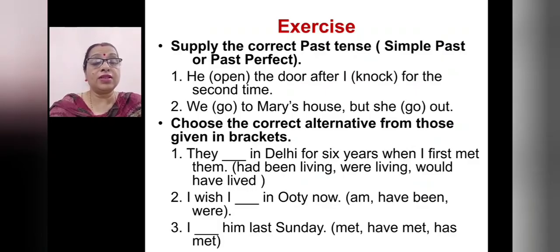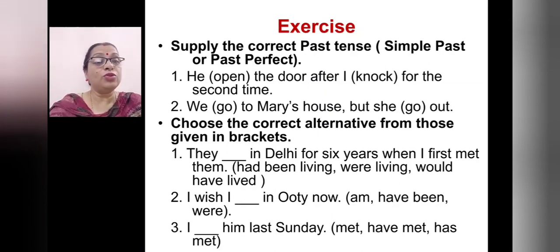Now that we have discussed all the different forms of tenses, let us have some exercise. Supply the correct past tense, that is simple past tense or past perfect. He, in the bracket verb is given, open the door after I knock for the second time. Second one, we go to Mary's house but she go out. So what you have to do? You have to write the simple past or past perfect tense of the verb given in the brackets. Write the answers.